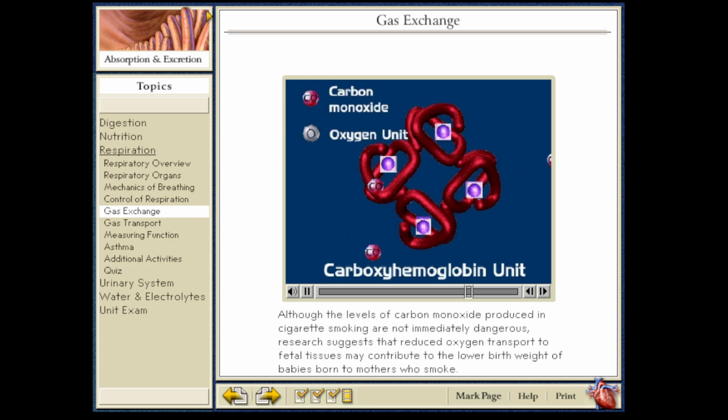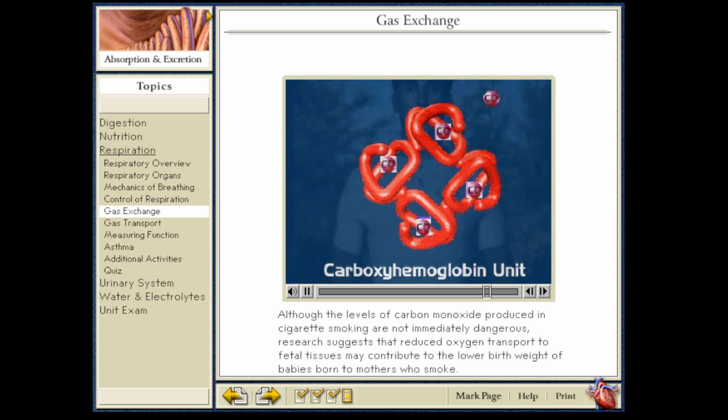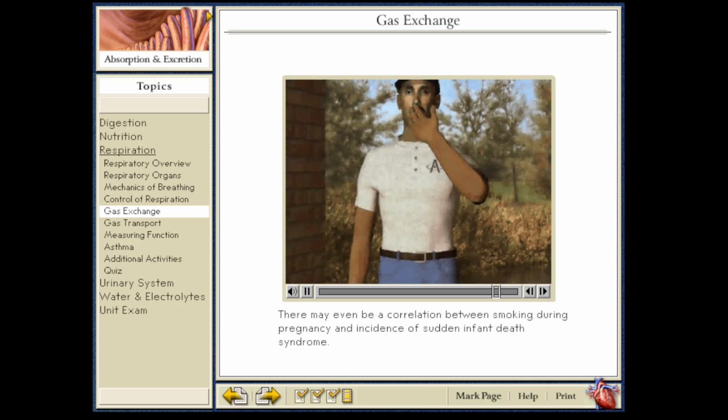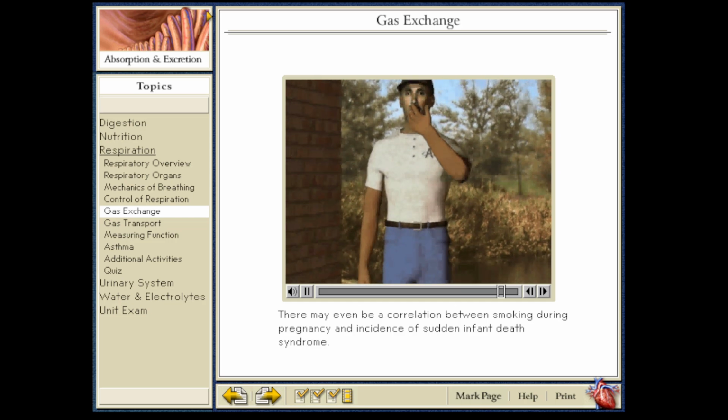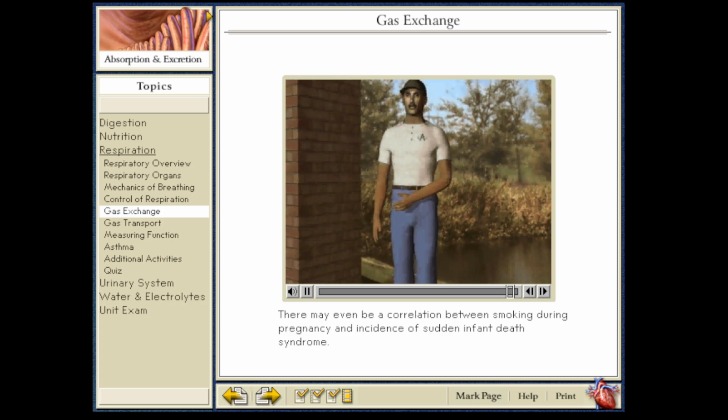Although the levels of carbon monoxide produced in cigarette smoking are not immediately dangerous, research suggests that reduced oxygen transport to fetal tissues may contribute to the lower birth weight of babies born to mothers who smoke. There may even be a correlation between smoking during pregnancy and incidence of sudden infant death syndrome.